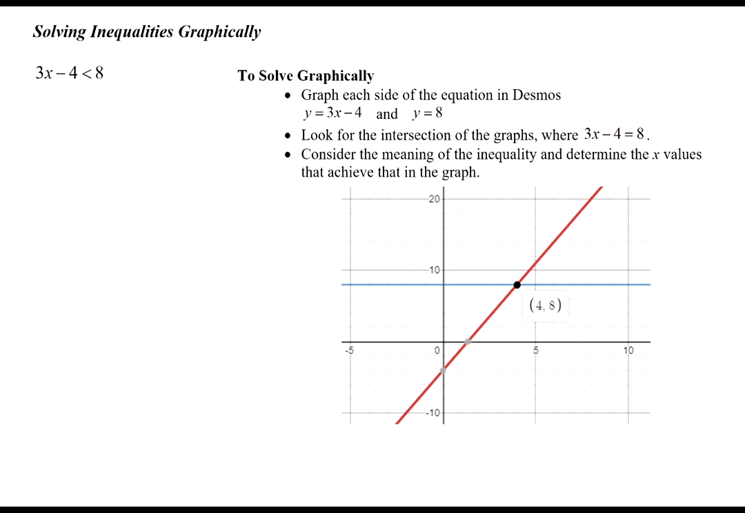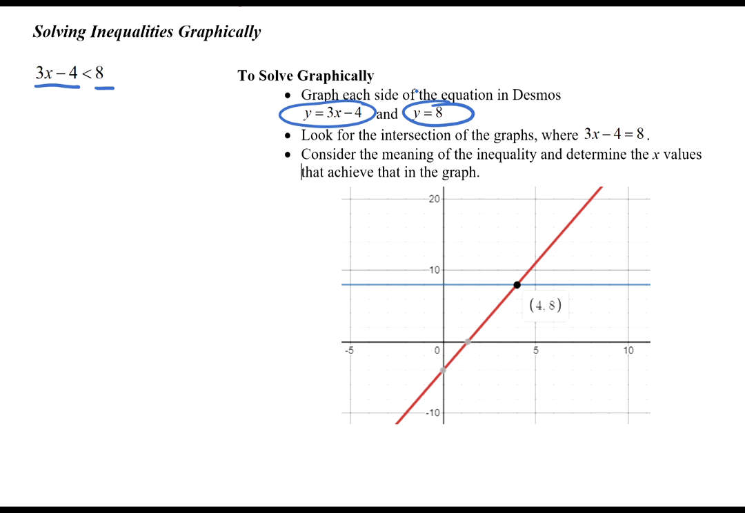Now let's look at solving inequalities graphically. We've solved equations graphically, and what we did was we took the left-hand side and graphed it, and the right-hand side and graphed it as separate equations. So y equals 3x minus 4 and y equals 8.